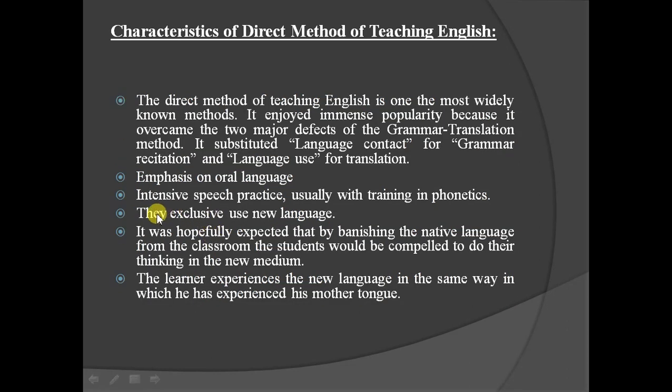So the new language or the target language is used exclusively in the classroom. It is hopefully expected that by banishing the native language from the classroom, the students would be compelled to do their thinking in the new medium. Once you ban a native language or the mother tongue in the classroom, the students will be left with no other option but to use the target language.